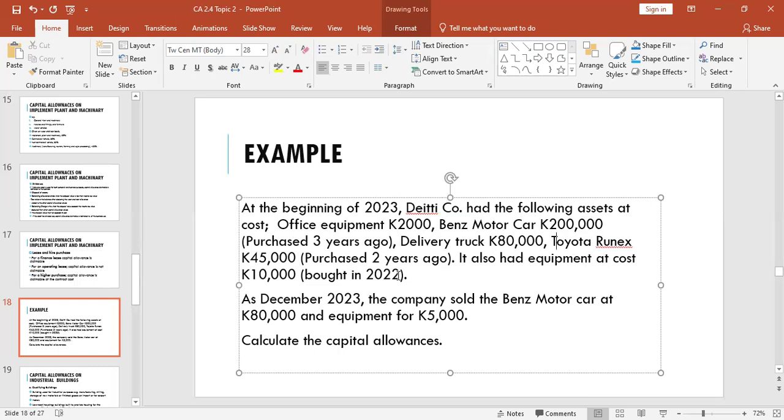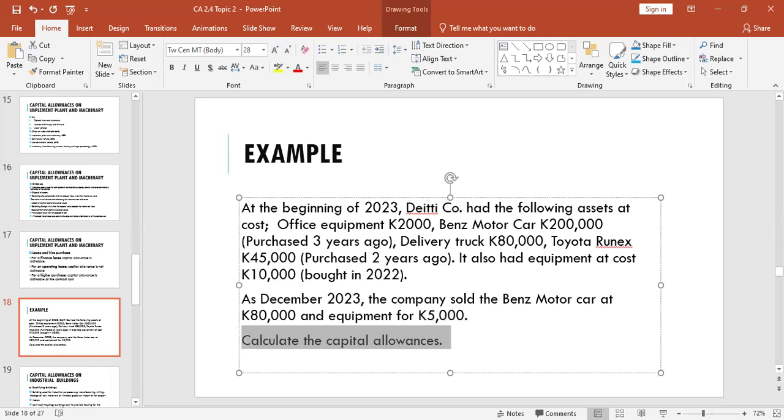Then as of December 2023, the company sold the Benz. The Benz was sold for 80,000. Then the equipment was sold for 5,000. So now calculate the capital allowances.